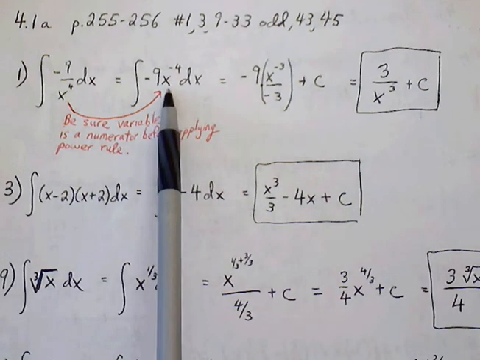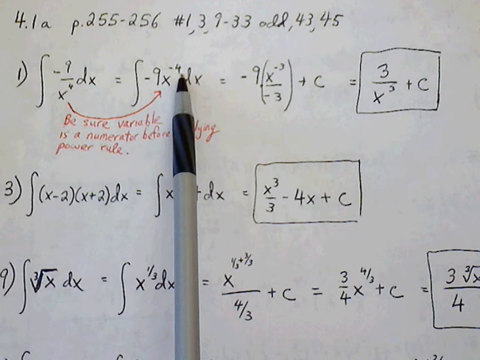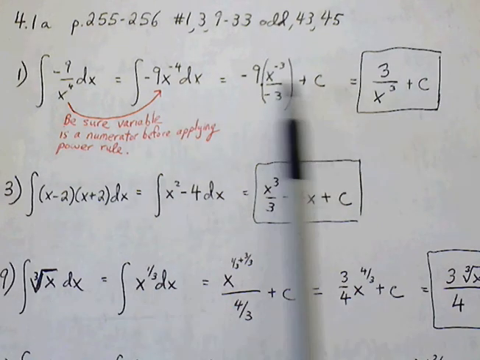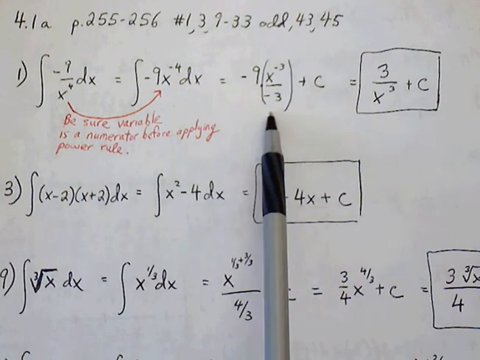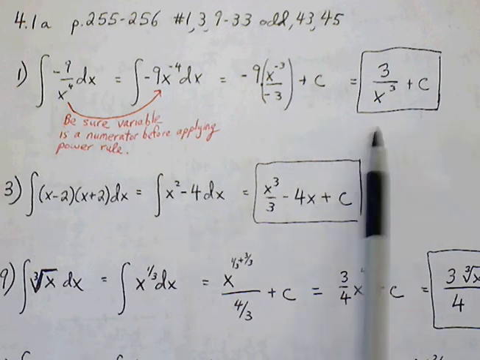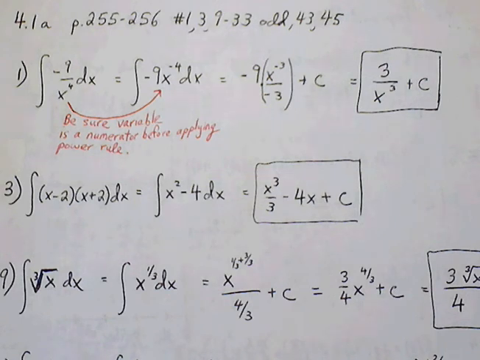We're going to apply the power rule for x to the -4. So we add 1 to the exponent, it becomes x to the -3 over -3 plus c. Simplify, we get 3 over x cubed plus c.